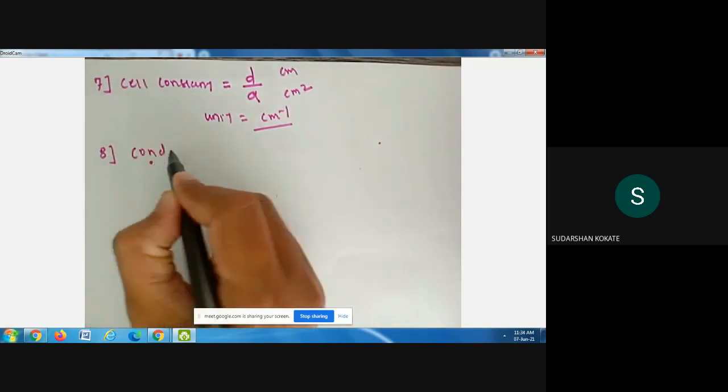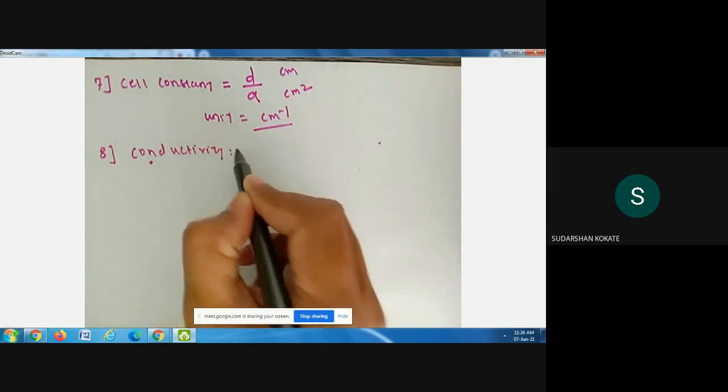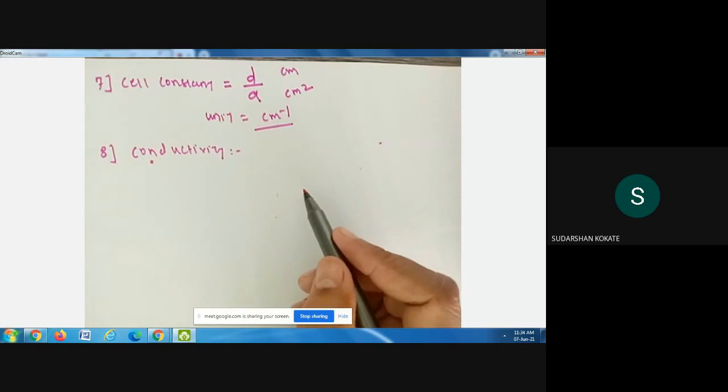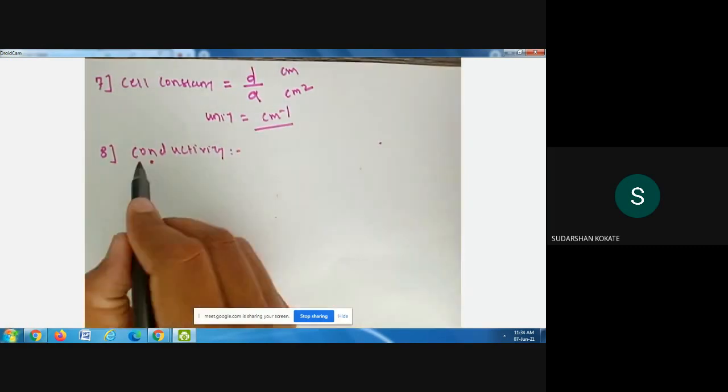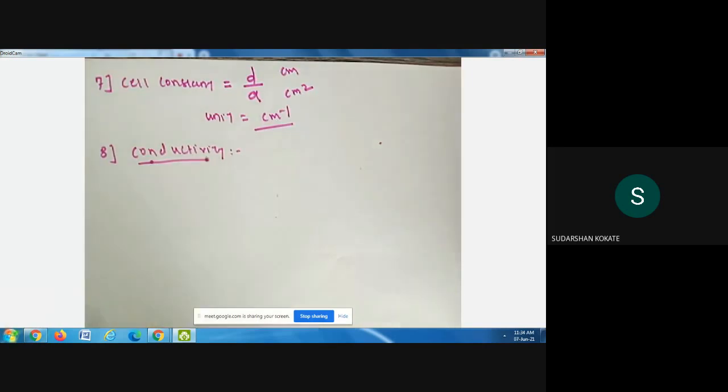And the last terminology which is included in our syllabus is your conductivity. What is conductivity? Conductivity is the ability of a solution to pass the current. You remember this one. It is the ability of the solution to pass the current that is called your conductivity. So is all this terminology clear to you? Yes, sir.